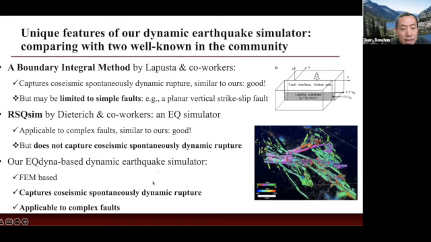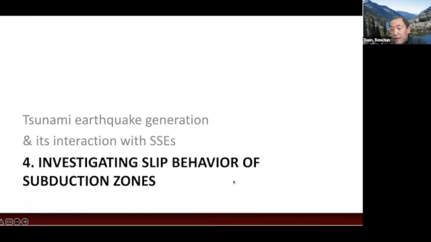Our method is finite element based and captures the co-seismic rupture propagation, and it also applies to complex fault systems. Okay, now I'll present some examples, particularly our recent work applying this dynamic earthquake simulator. As you can tell, it's relatively new. We published the first paper on the method in 2020. Recently, my new PhD student tried to apply it mainly to examine the slip behavior of subduction zones.